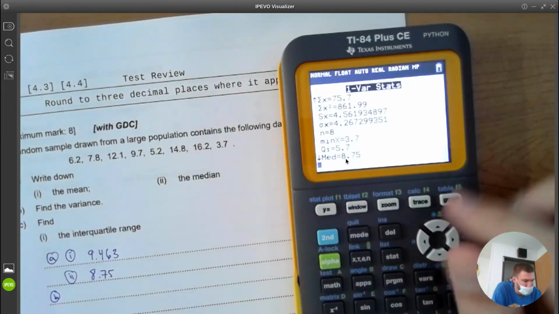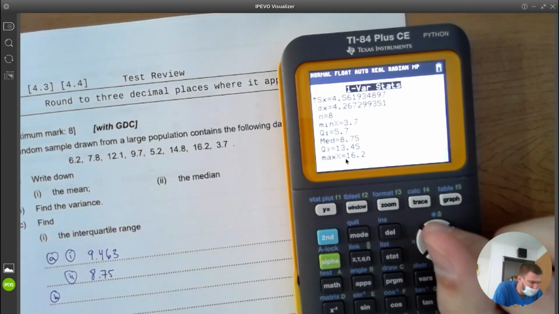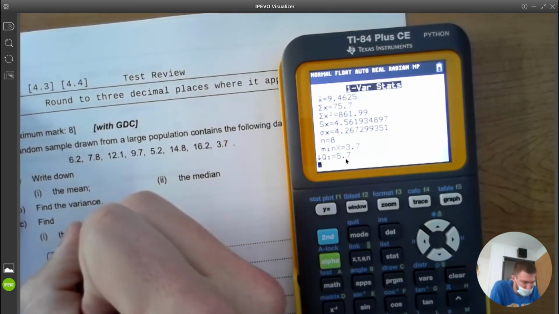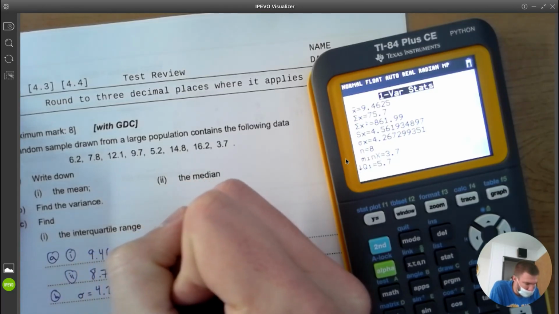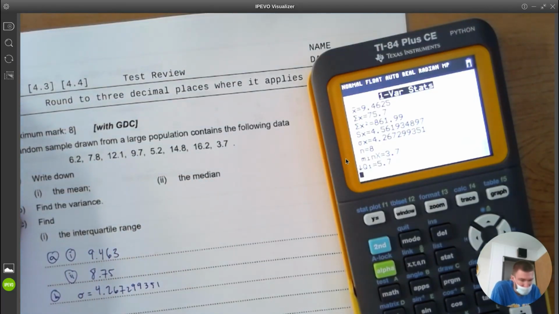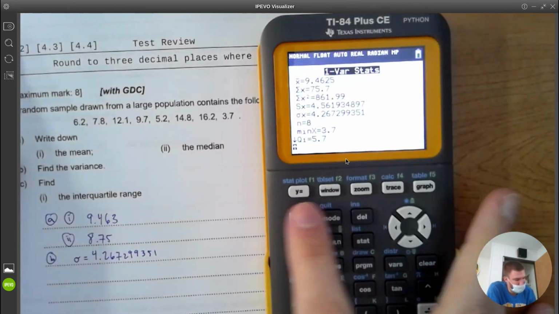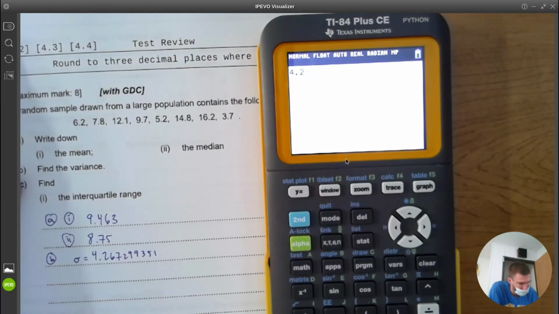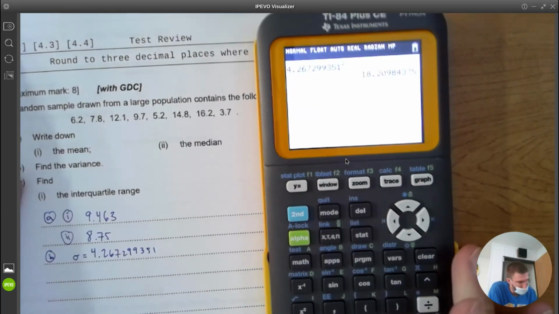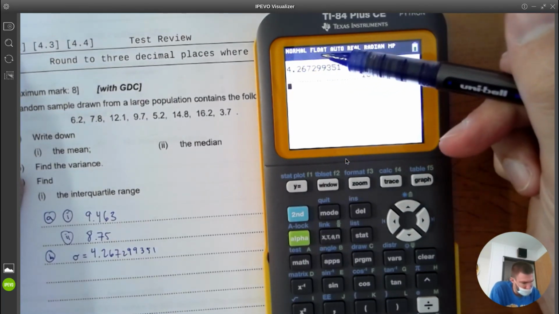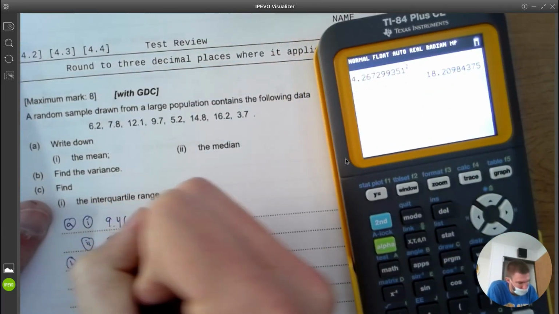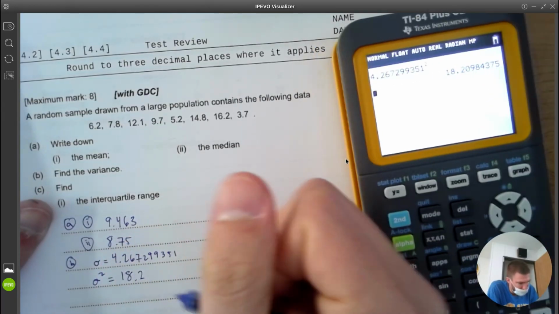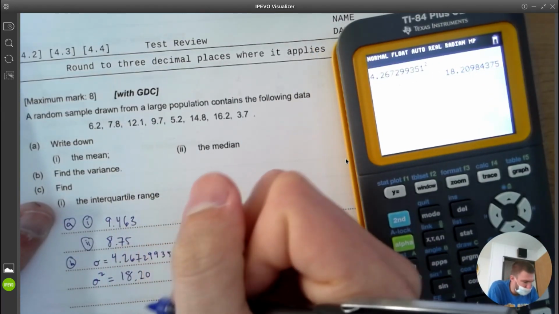The variance is the standard deviation squared. If I look and I see the standard deviation, 4.267299351, and then when I find the variance, I'm going to square that number. Now I just went ahead and did all the decimals, because why not? It's not hard. 4.267299351 squared. So the variance, also known as standard deviation squared, is 18.209, maybe 210.